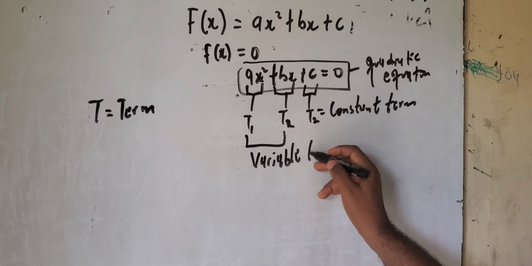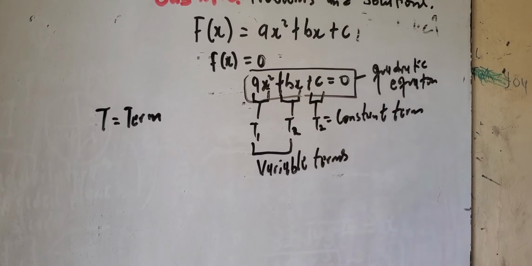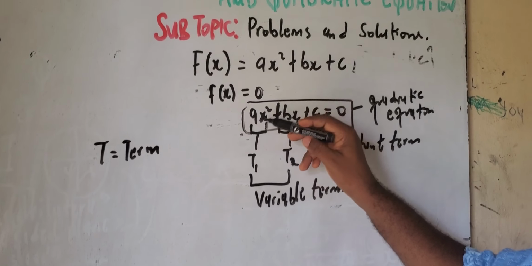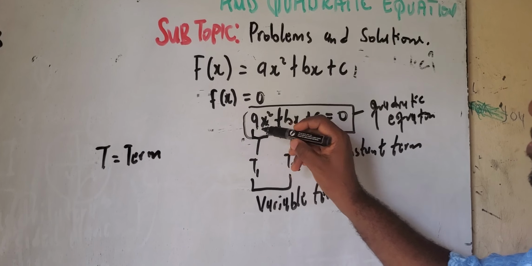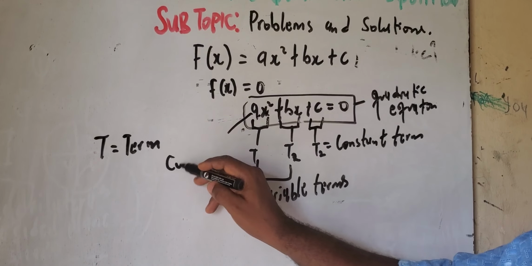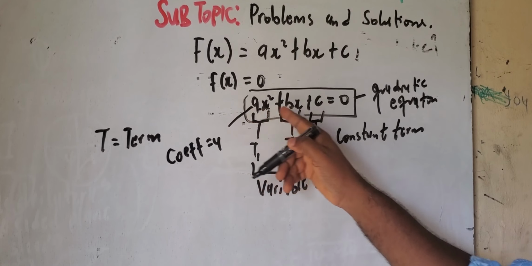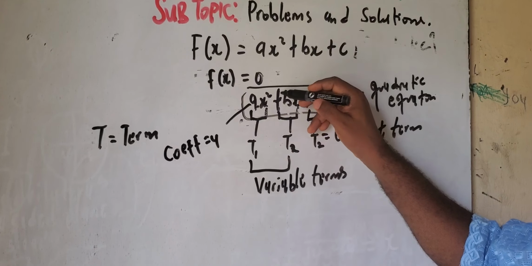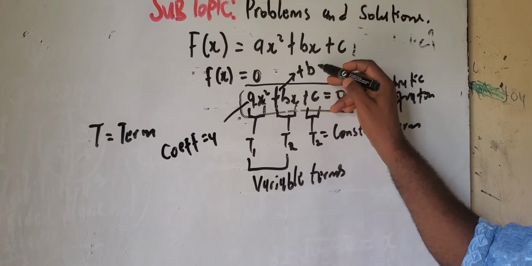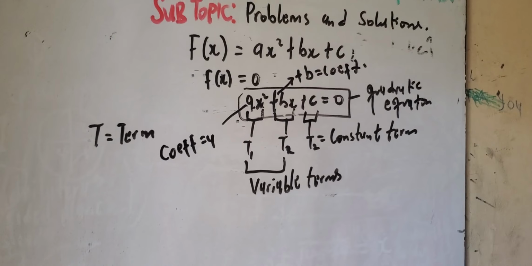x that changes, variable what? Terms. Because they have the value of x whose values change. Now, any parameter that you put in front of a variable is called a coefficient. So this x squared, the coefficient of x squared is a, that is plus a. For the x here, the coefficient is plus b. So I want you to take note of this.